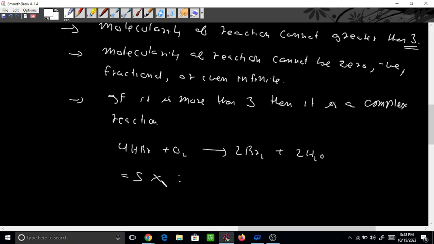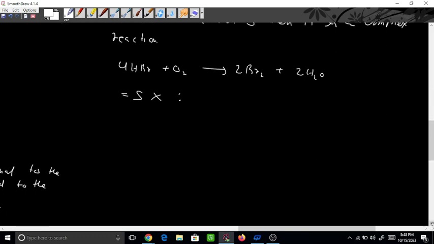Even if the molecules are the same type, we take them as four different, so for each step we need to count. We need to consider only single step reactions. So this is a complex reaction. There will be different steps: initially HBr will react with oxygen and form HOOBr, then HOBr will be formed, then again HOBr will react. So there can be several steps. We are not counting this for complex reaction now; we will see in a separate topic what a complex reaction is. Whenever you get molecularity more than 3, then it is a complex reaction.